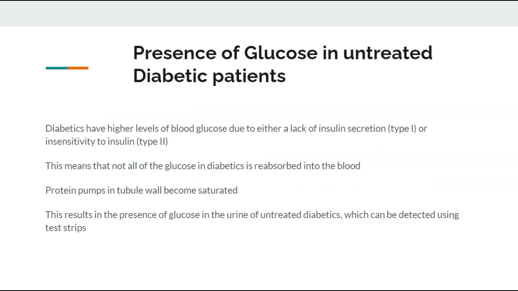Again, we've been talking about this, but diabetics have higher levels of blood glucose because they either cannot secrete insulin or they have an insensitivity to insulin, depending if you're type 1 or type 2. So that means that all of the glucose is not reabsorbed into the blood. And so all that glucose just becomes saturated in your blood. It becomes saturated in your urine. The protein pumps can't work as well because they're overwhelmed with the amount of glucose that's there. And so the glucose will eventually find its way into the urine, and then you can detect that using test strips.